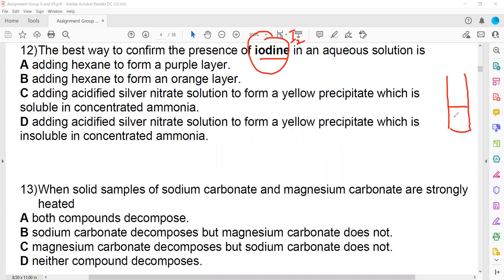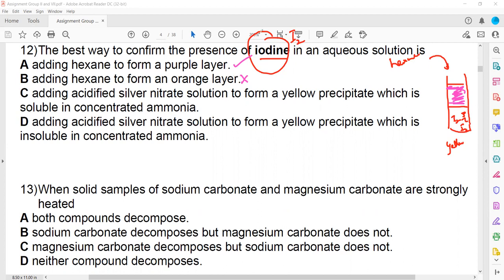Basically, what happens is iodine is there in aqueous solution, like the iodine is mixed in water. If it is low concentration, it will be yellow. But when we add hexane here, which is an organic solvent, what happens? This will turn purple, so this will form a purple layer. So adding hexane to form a purple layer, that's right. Adding hexane to form an orange layer, it does not form an orange layer. It forms a purple or pink.